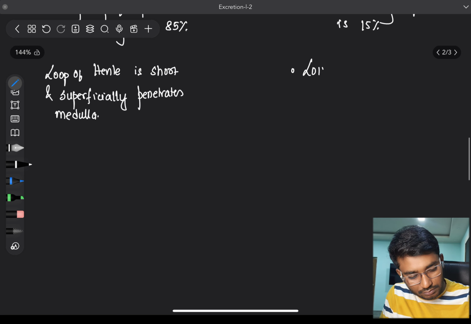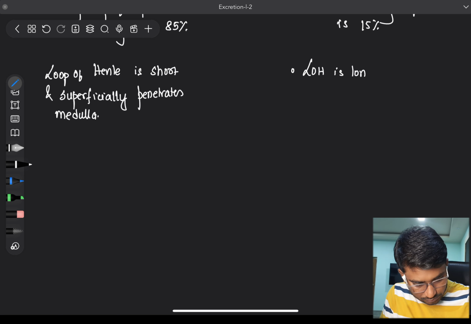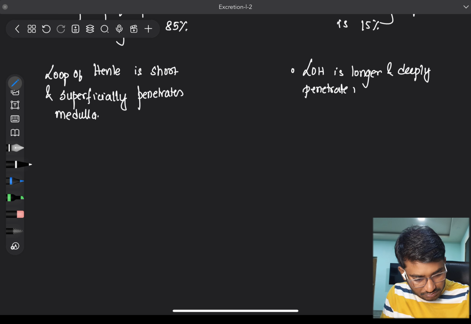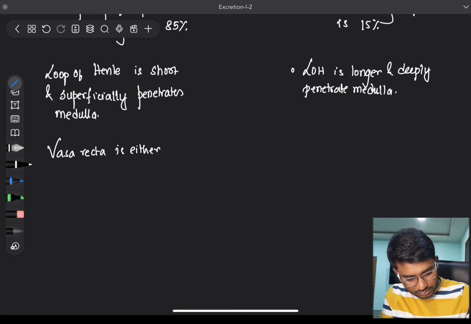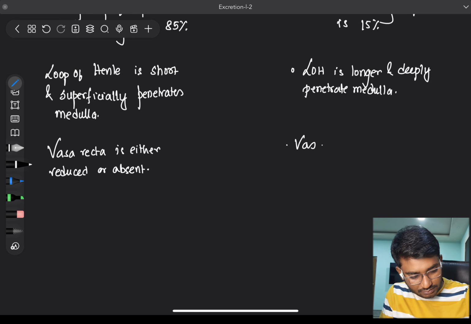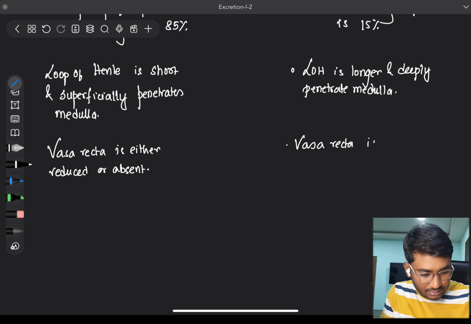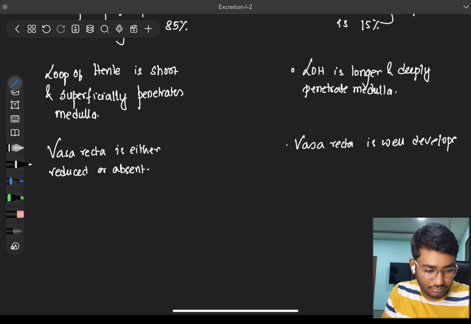The loop of Henle is longer and deeply penetrates the medulla. Vasa recta is either reduced or absent. Vasa recta is well developed in the juxtamedullary nephron.